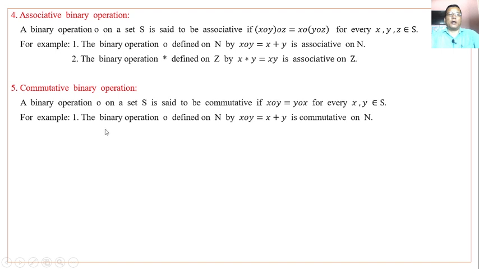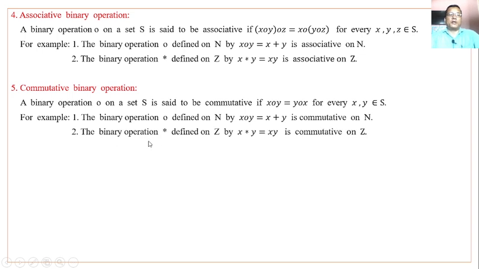For example, the binary operation O defined on N by X O Y is equal to X plus Y is commutative on N. Why? Any natural number addition: the value of X plus Y and the value of Y plus X are the same. Therefore, X O Y, the value X plus Y, and Y O X, the value Y plus X, then is X plus Y.